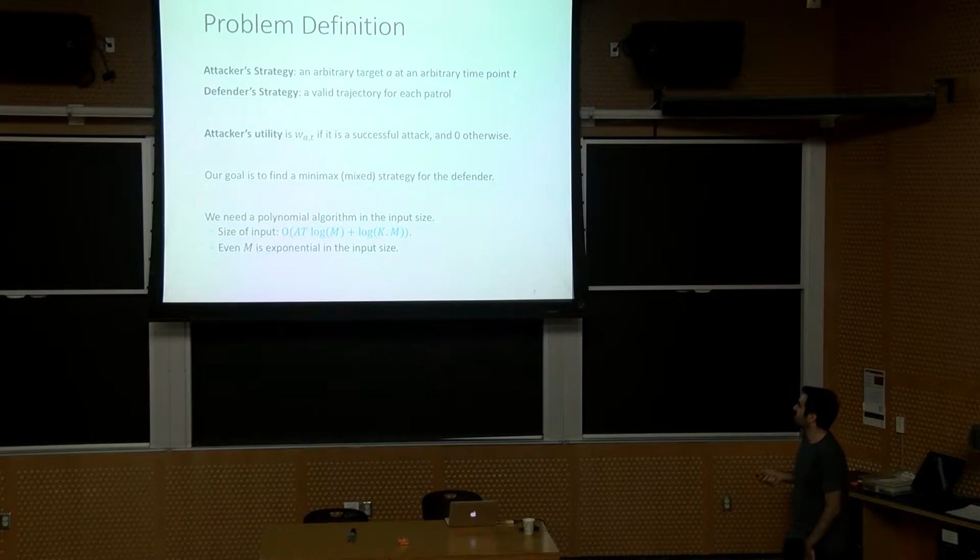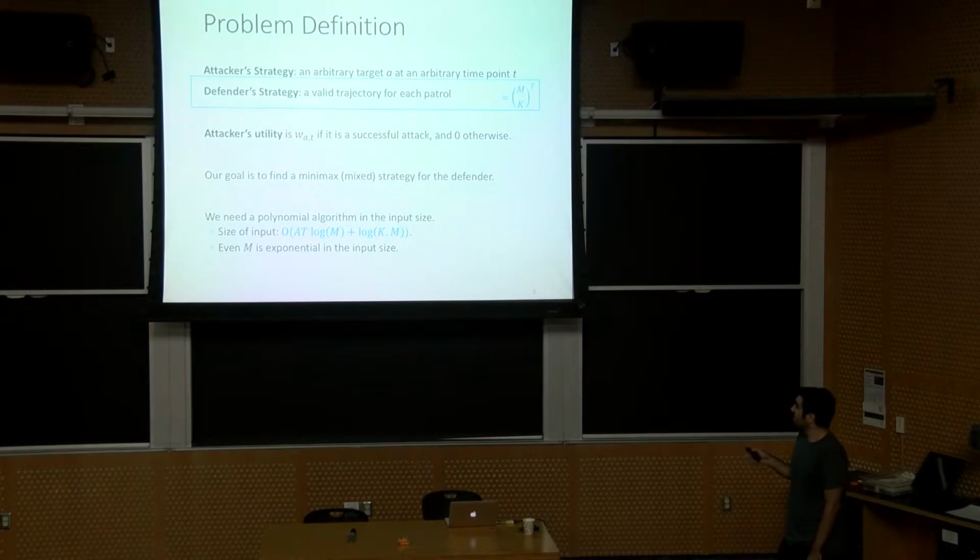And our goal is to give a best strategy, meaning basically a min-max strategy for the defender, and we want it to be polynomial in the input size. And note that even m, which is the number of spatial locations at a specific time point, is exponential in the input size. That's just a number that's given in the input. So we don't want it to be polynomial even in m.